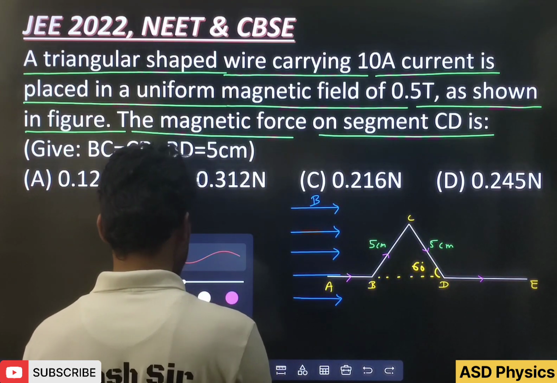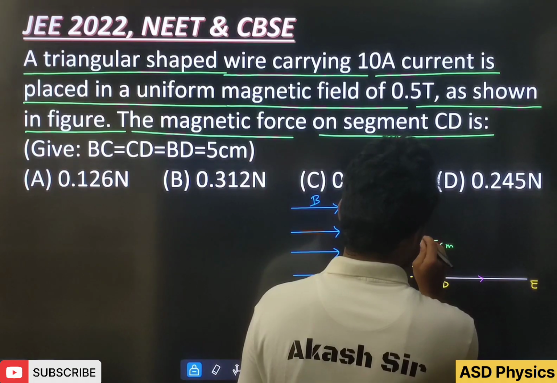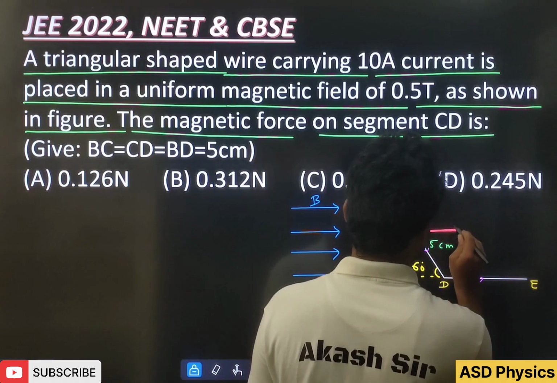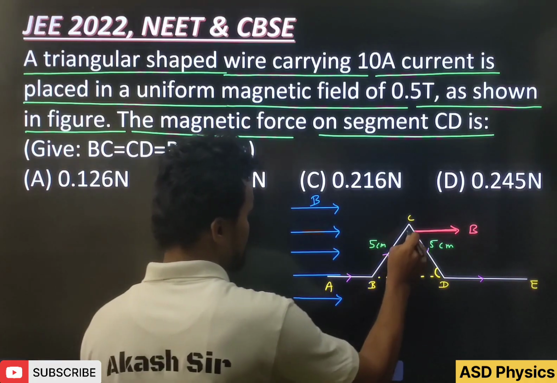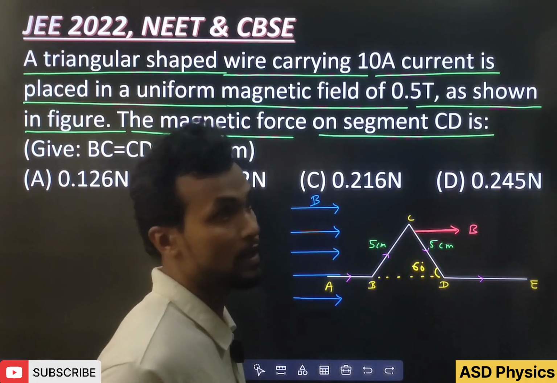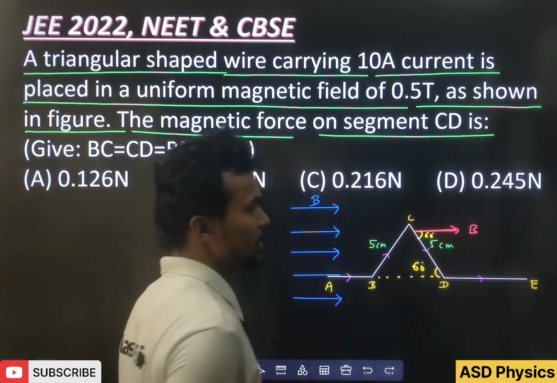I am just focusing on the segment CD. Okay, now the magnetic field is in this direction. Let's take the magnetic field in this direction. This is the direction of the magnetic field. Now, the current element along the direction of the current and the magnetic field will make how much angle here? Think and tell. This angle will also be 60 degree because of alternate angles.